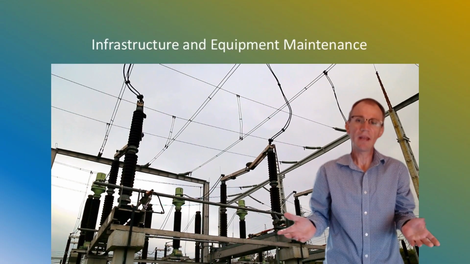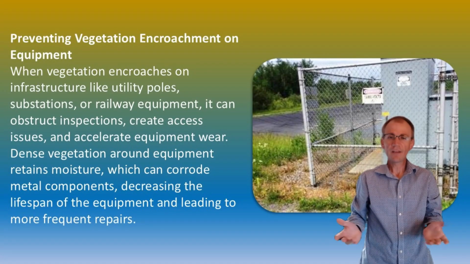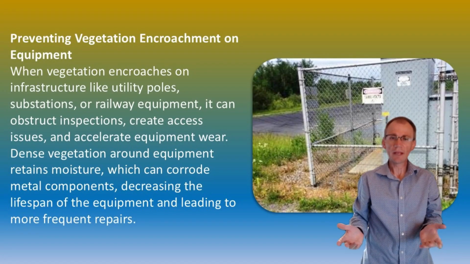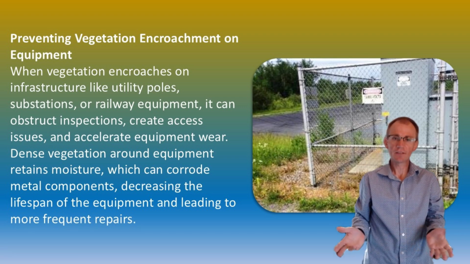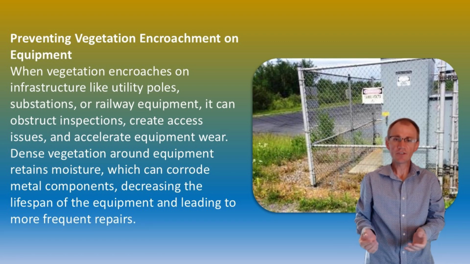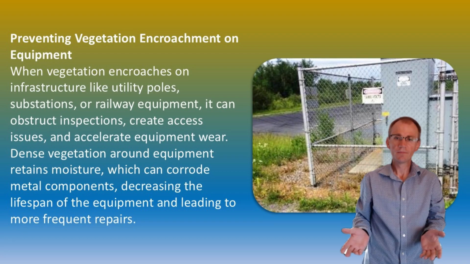Infrastructure and equipment maintenance. Preventing vegetation encroachment on equipment. When vegetation encroaches on infrastructure like utility poles, substations, or railway equipment, it can obstruct inspections, create access issues, and accelerate equipment wear. Dense vegetation around equipment retains moisture, which can corrode metal components, decreasing the lifespan of the equipment and leading to more frequent repairs.